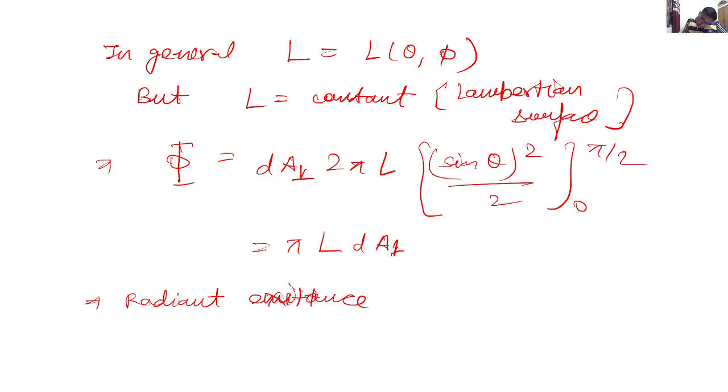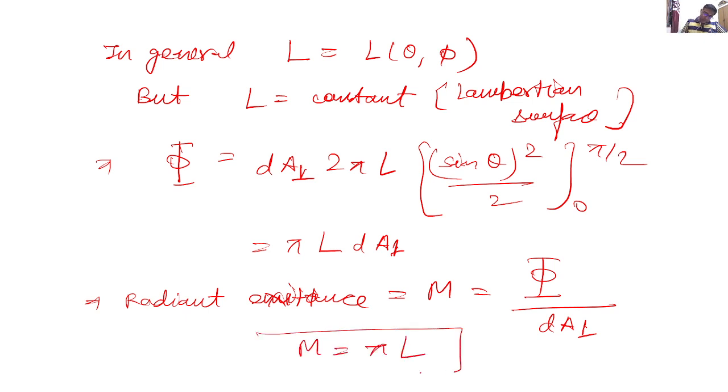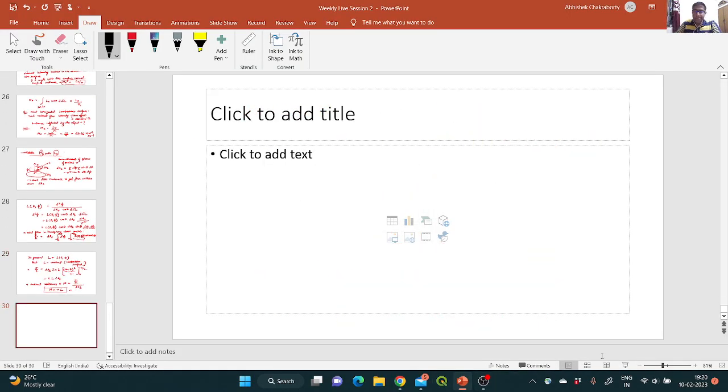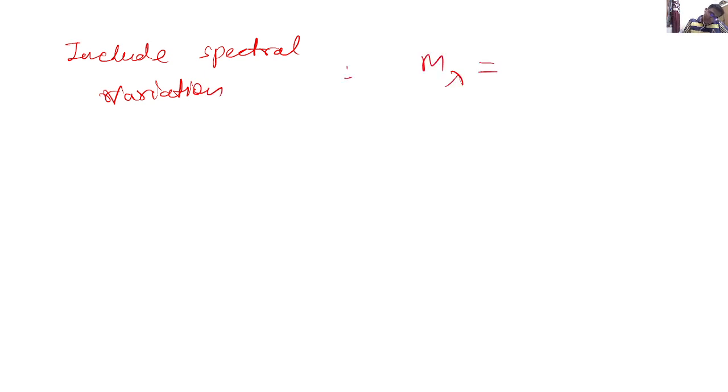So this gives us that the radiant exitance, let us say M, is phi by dA1, and M comes out to be pi L, and that is why, I will show in the next slide, if you include the spectral variation also, because these radiances are actually functions of wavelength also, M lambda, the exitance, will be pi L lambda, or L lambda is M lambda by pi.